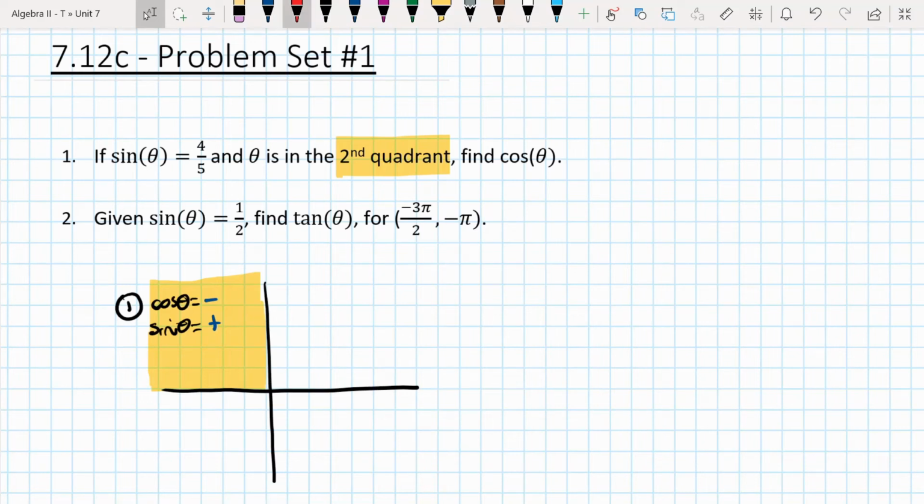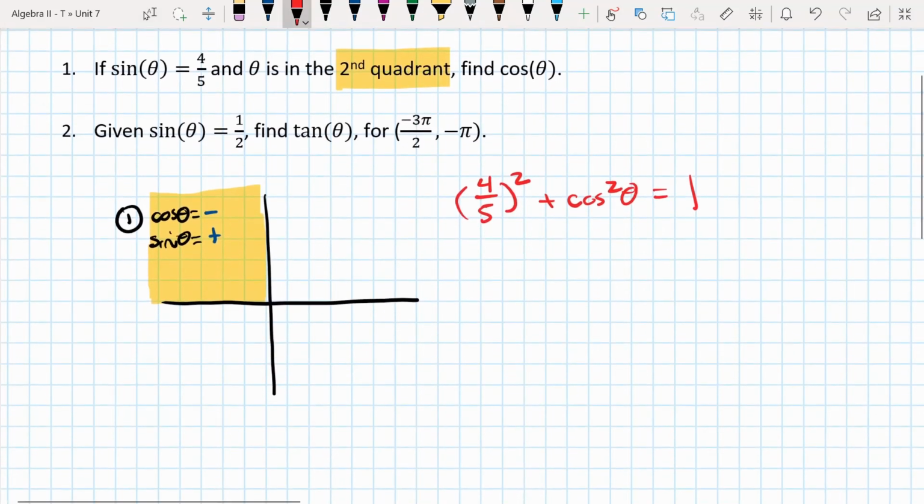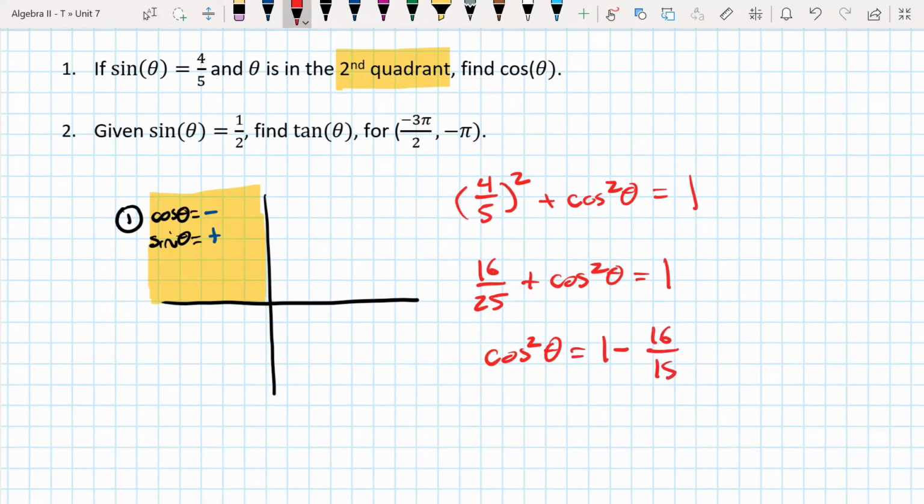Okay, so to evaluate cosine, we're going to use the Pythagorean identity, so I'll just plug it straight in now. So sine squared theta, that's 4 over 5 squared, plus cosine squared theta is equal to 1. Now let's solve for cosine of theta. This is 16 over 25 plus cosine squared theta equals 1. Subtract 16 over 25 on both sides. Oops, 16 over 25.